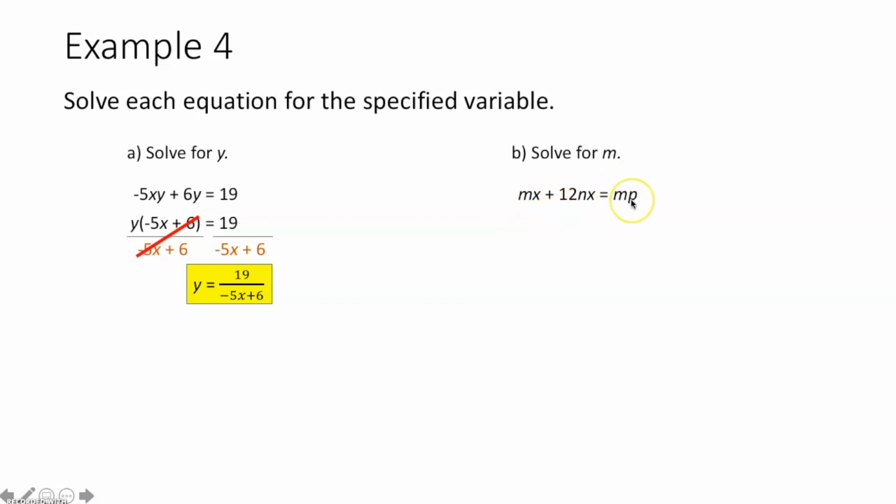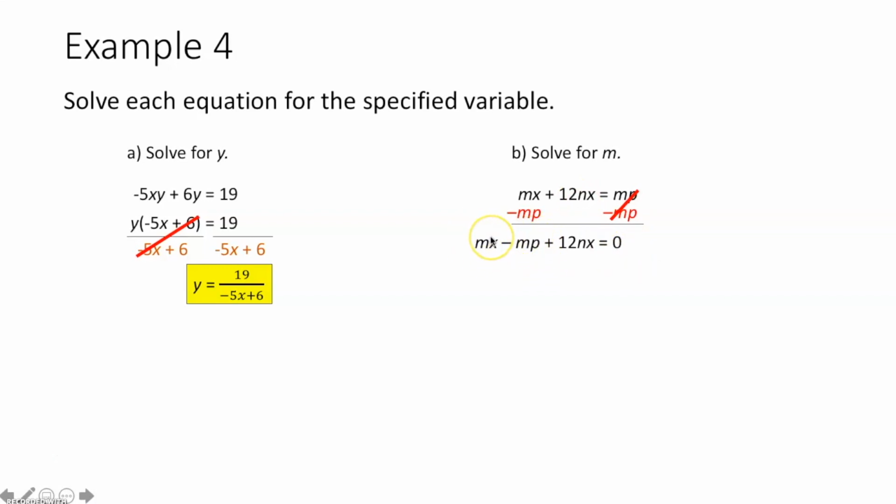Well, since it's positive mp, we do the opposite, the inverse. We subtract mp from both sides. These are going to cancel out, and over here, don't try to combine these. Okay, you're just going to write it out just like you see it. mx minus mp plus 12nx equals 0. Now we have all the variables that we want on the left side.